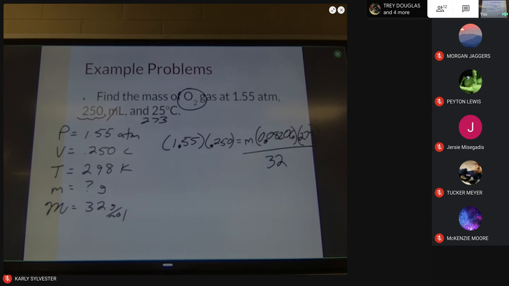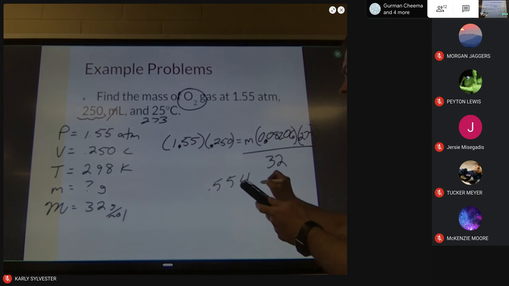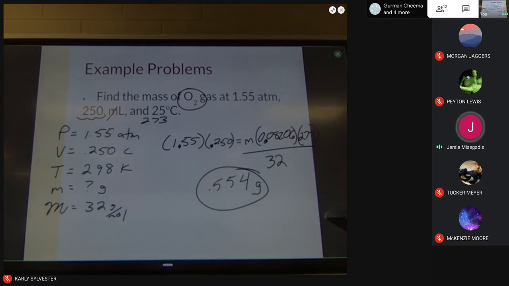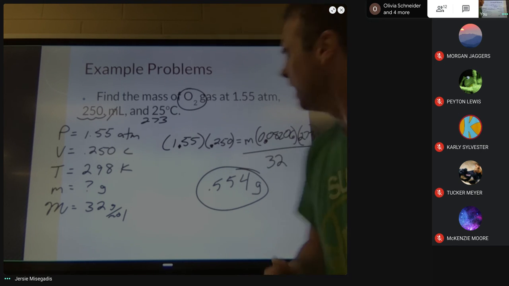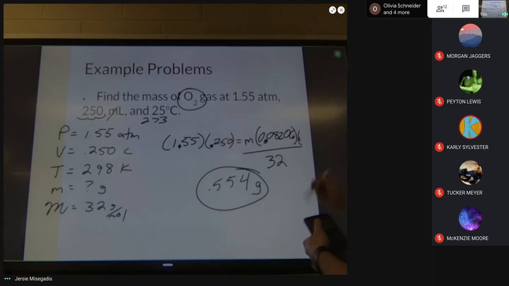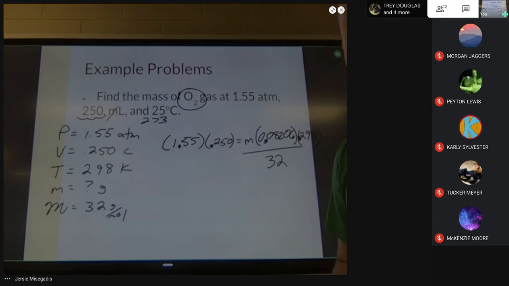So let's see if this is right. I can't even see. So somewhere around 0.554 grams. Hey, Shaw. Yeah. Why'd you use 273 and not 298? Because I'm a dummy. It should be 298, which means my answer is going to be wrong. I'm glad I'm recording this so everybody can see how stupid I am.